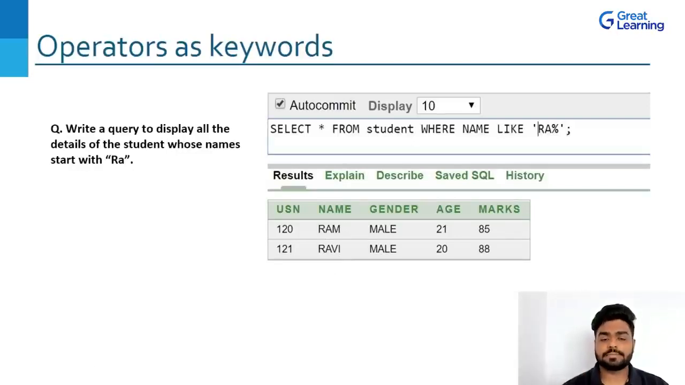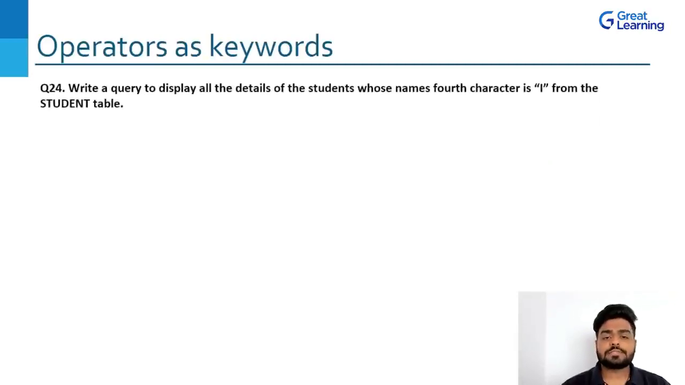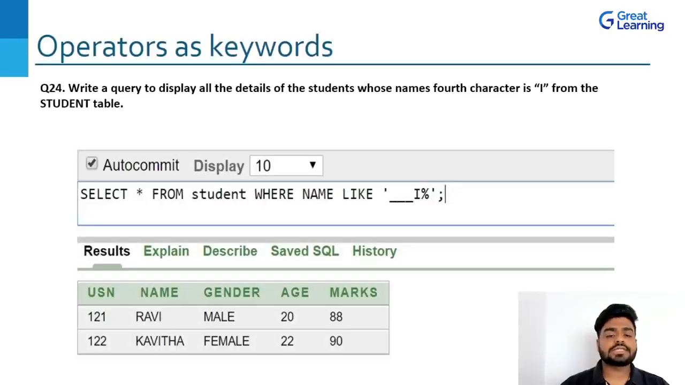So more characters. Write a query to display all the details of the students whose name's 4th character is I from the student table. Only 1 character we need to find, so we need to use underscore. So: select star from student where name like. Now we need to find the previous characters, but we know the 4th character is I, so we'll use 3 underscores and then an I.